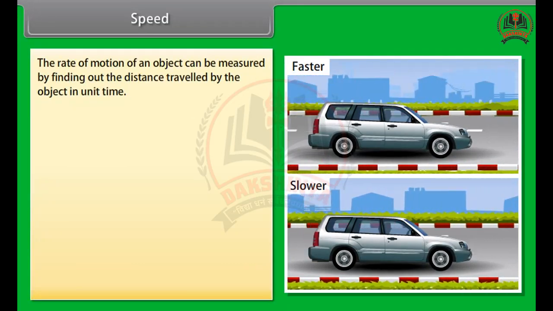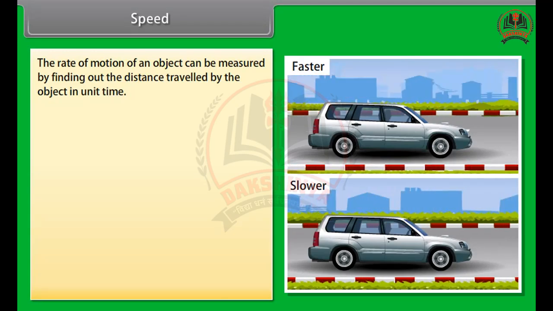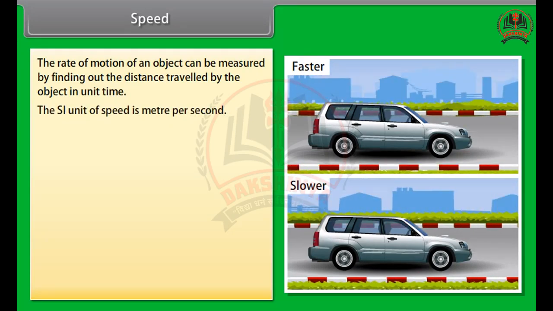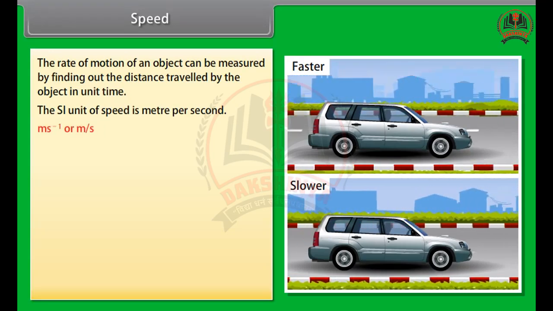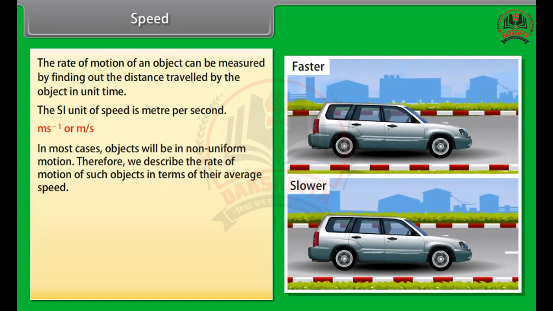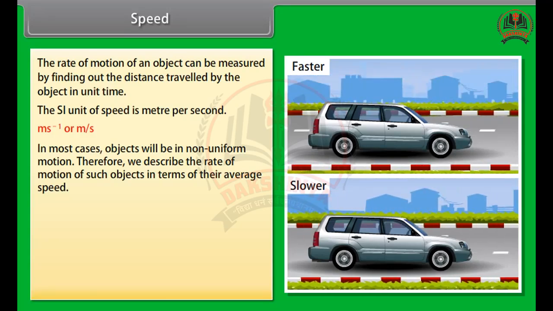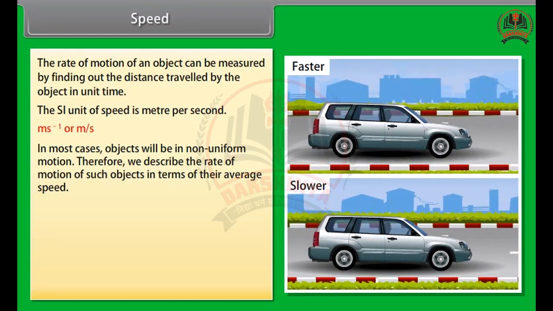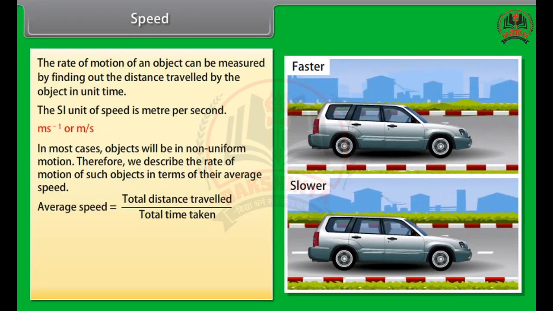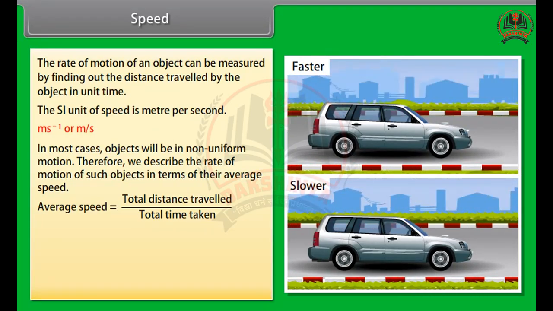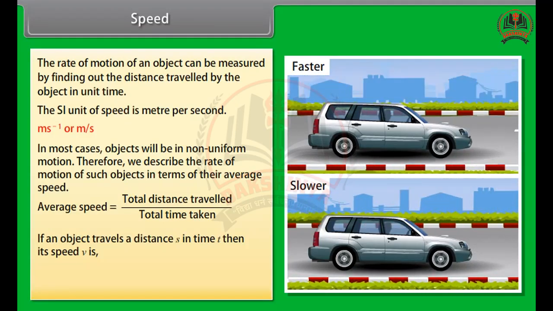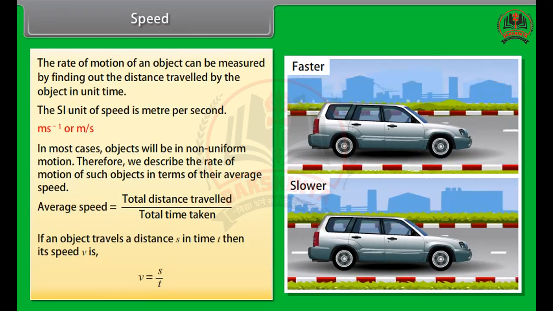The rate of motion of an object can be measured by finding out the distance travelled by the object in unit time. The SI unit of speed is meter per second. This is represented by this symbol. In most cases, objects will be in non-uniform motion. Therefore, we describe the rate of motion of such objects in terms of their average speed. The average speed of an object is obtained by dividing the total distance travelled by the total time taken. If an object travels a distance s in time t, then its speed v is equal to s upon t.